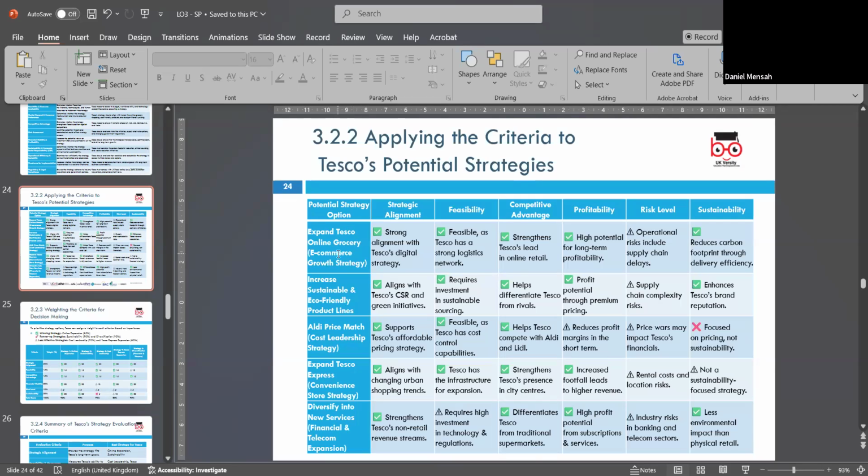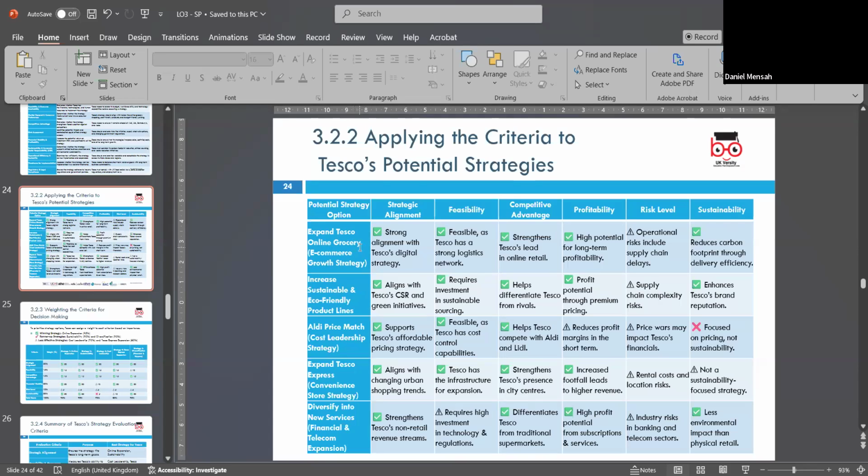Alignment is very important, competitive ability, risk level, and these kinds of critical criteria. If you want to enhance or include more, it is up to you. But these five are very important. So you need to check each option one by one. For example, we will just go through the first strategy option, and the rest of the things you can read yourself.